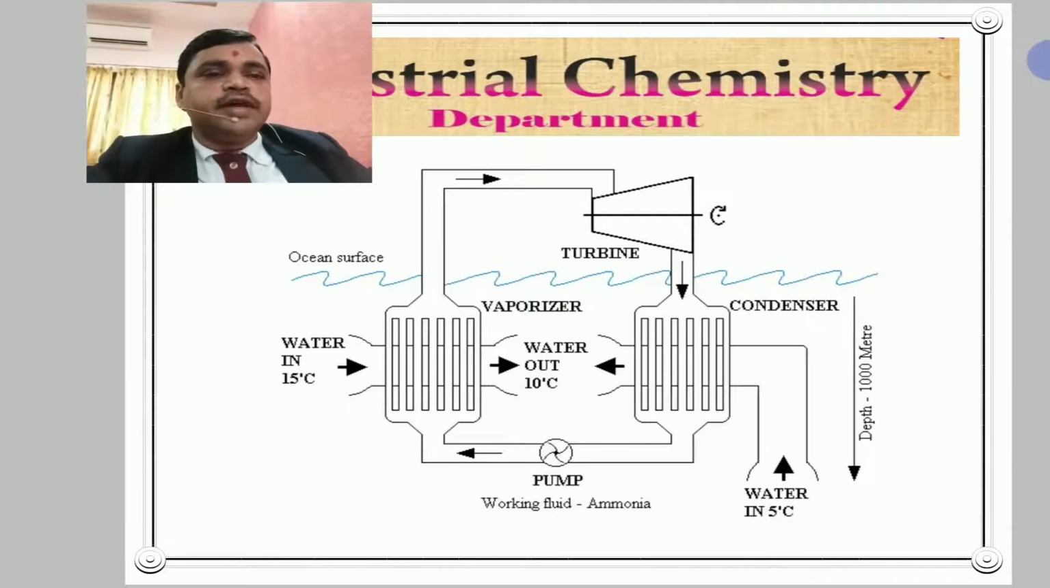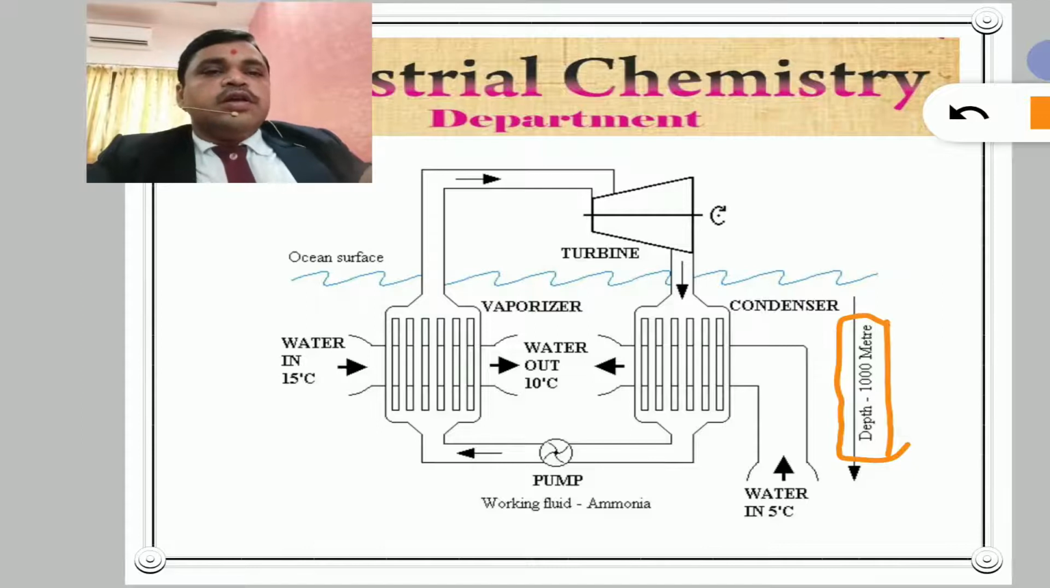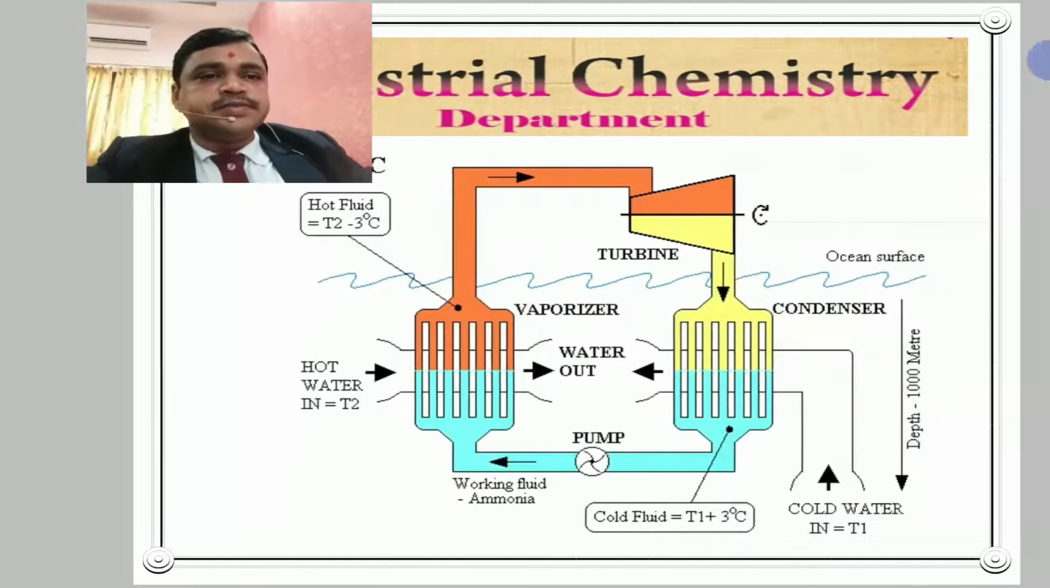It is also a different type of OTEC, the open cycle OTEC difference. Here we describe the depth of the colder water. Between the surface water and the colder water, the depth difference is around 1000 meters.